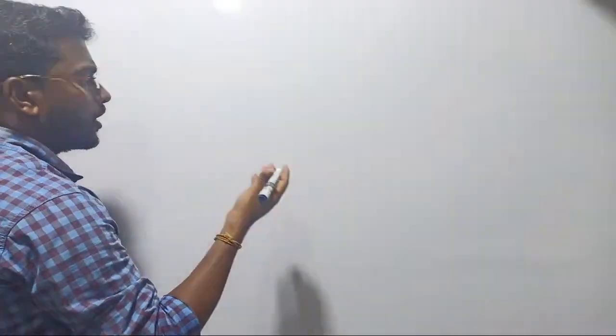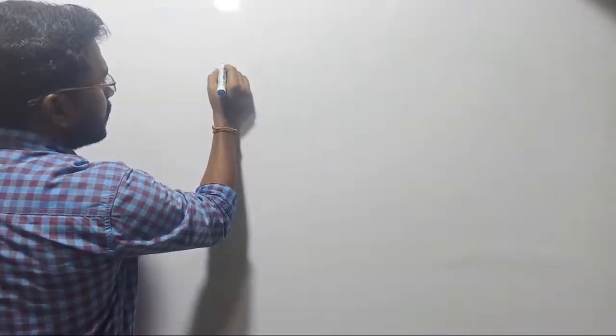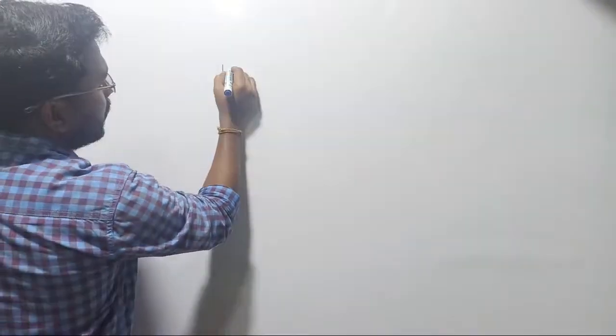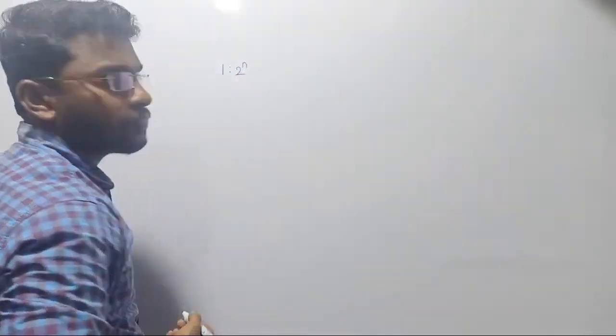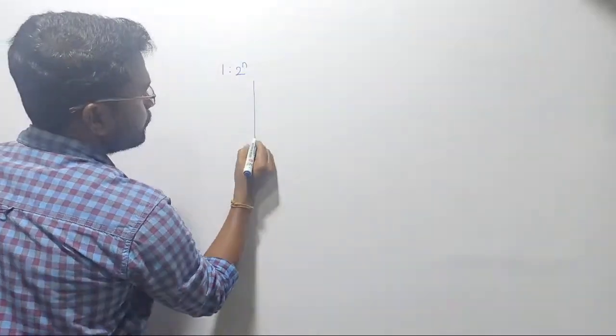What is the difference between multiplexer and demultiplexer? In a demultiplexer, the number of input lines is always 1, whereas the number of output lines is 2 power n. Okay, right? So let us see how to design the demultiplexer.